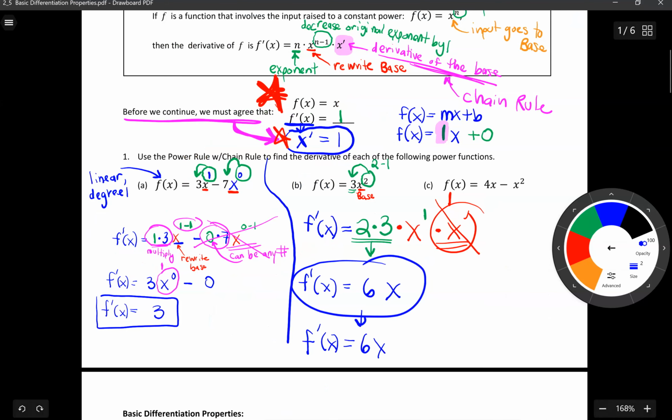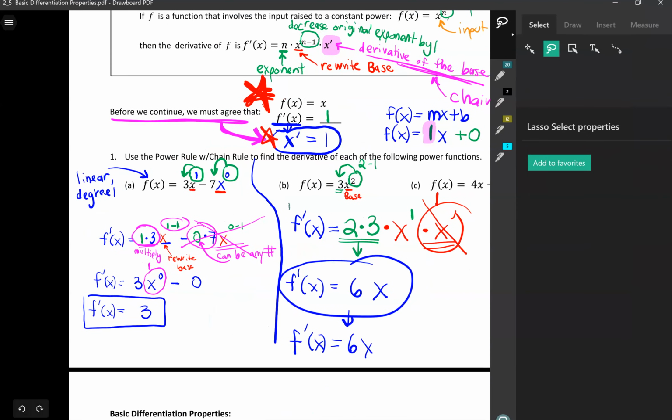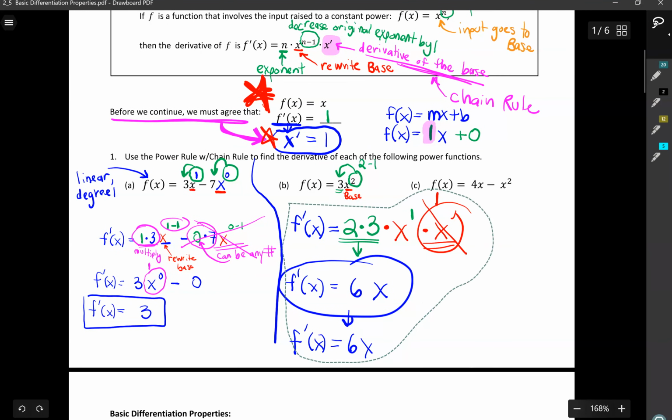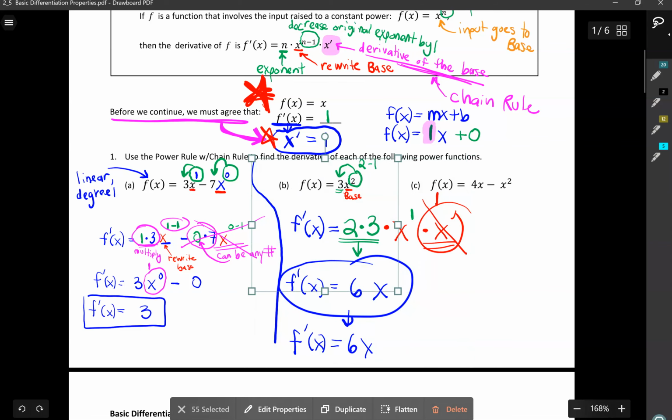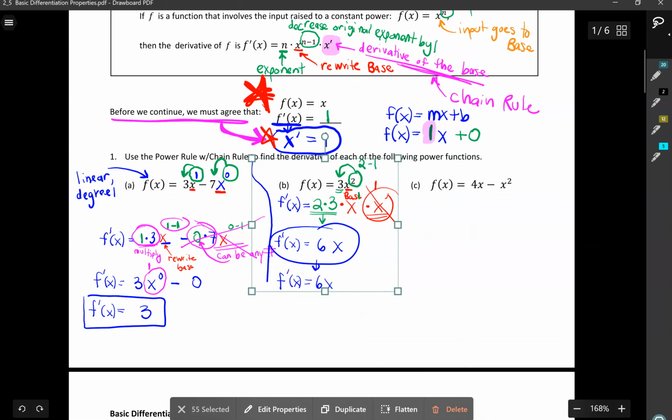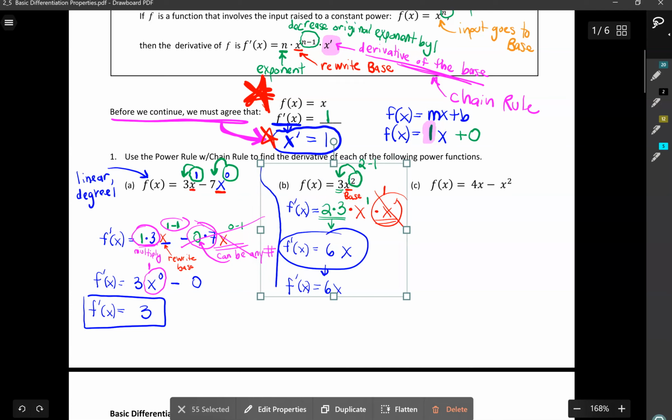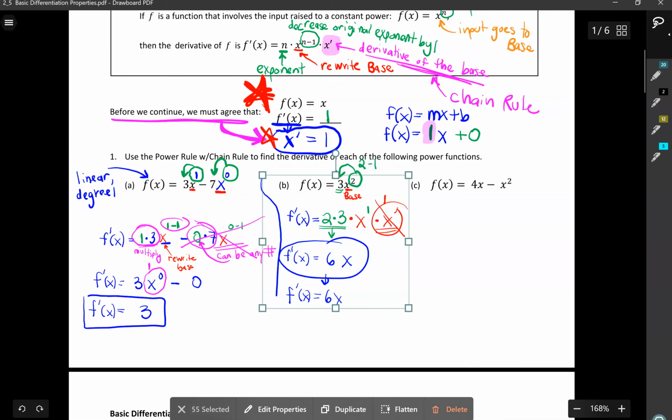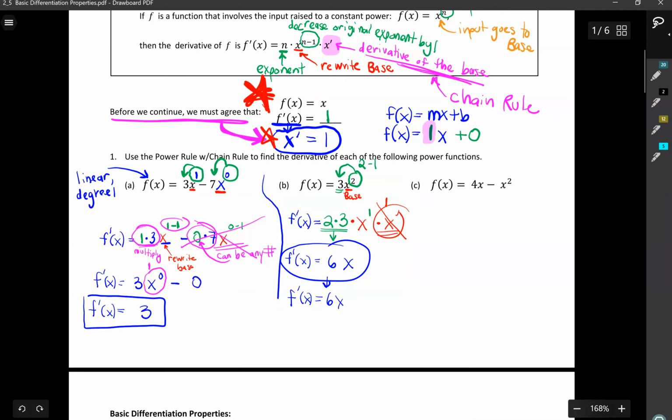Okay, let me shrink that down. Let's do another one. If I had done the chain rule on the other ones, we're just going to end up multiplying by 1, so it doesn't change anything. So the fact that I skipped it is okay. Okay, here we go.